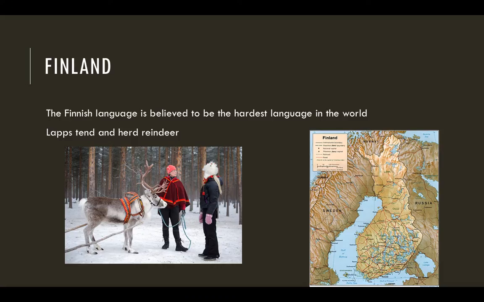For Finland, you'll see some famous Laplanders here, or they're often referred to as just Laps. These are people that tend and herd reindeer, so in the colder months, they'll herd the reindeer further south, and then when the months start to warm up again, they'll take the reindeer back up north. The Finnish language is believed to be the hardest in the world. So when you hear languages, especially Asian languages, some people think Mandarin is very difficult to learn. Finnish is supposed to be the most difficult in the world.